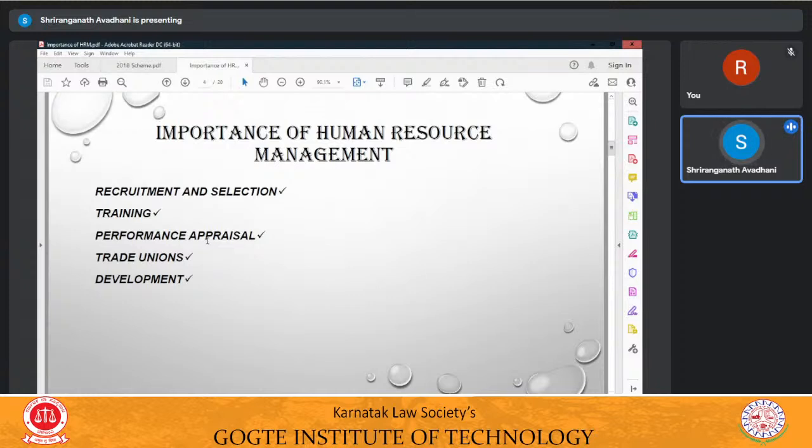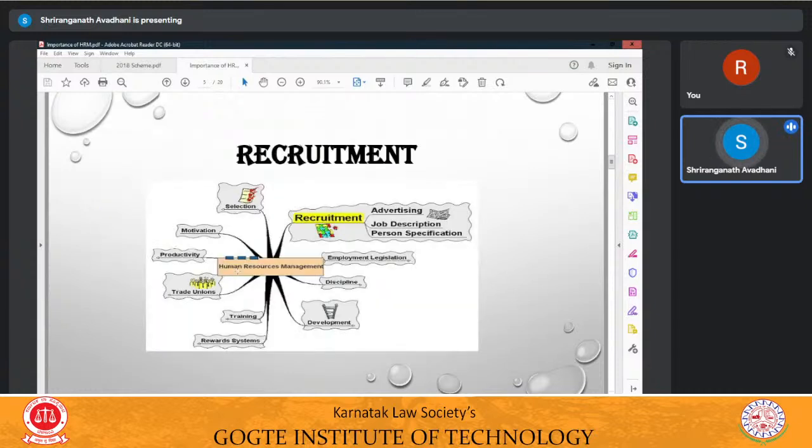Based on that, incentives can be given, wages can be improved, increments can be given, or promotion or transfer, anything that is related to the performance appraisal. Then trade unions, we'll take it up one by one.